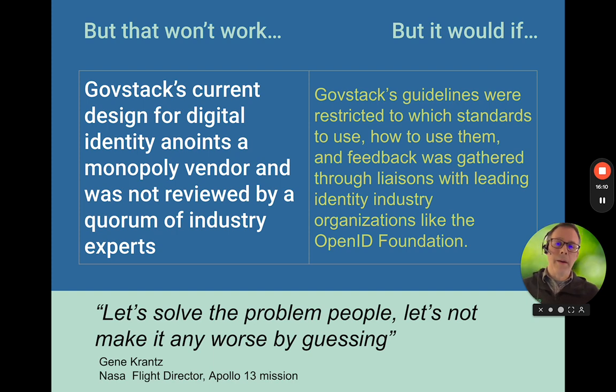And I want to make a point here. You've all seen Apollo 13, and you might remember a scene where they're trying to cobble together some random parts to really save the crew. Gene Kranz, the flight director of the Apollo 13 mission, this is his actual quote, not what he says in the movie, said, "Let's solve the problem, people. Let's not make it any worse by guessing." The point I want to make is that we can actually do harm, because whereas a company like Facebook wants to move fast and break things, the opportunity costs in government are much higher, and we really need to make sure that these infrastructure recommendations we are making are well vetted.